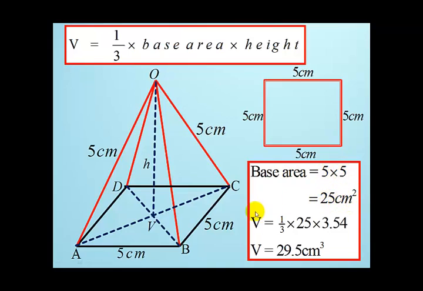Now the volume is equal to 1 over 3 times the base area, and the base area is now 25, times the height of the pyramid. From our calculation, the height is 3.54. So 1 over 3 times 25 times 3.54 will give us the volume to be equal to 29.5 centimeters cube.